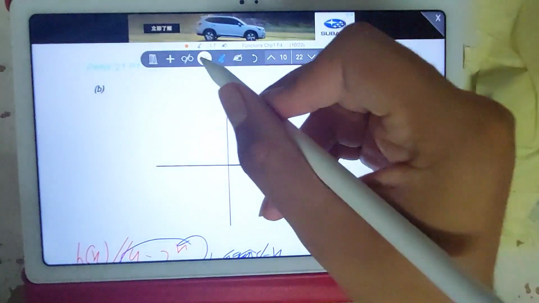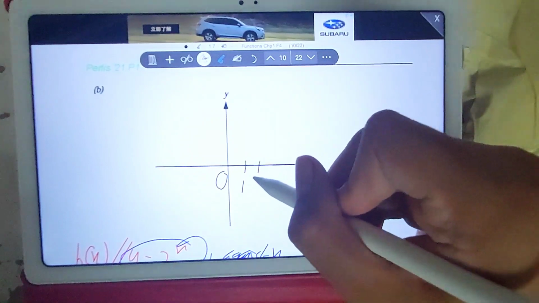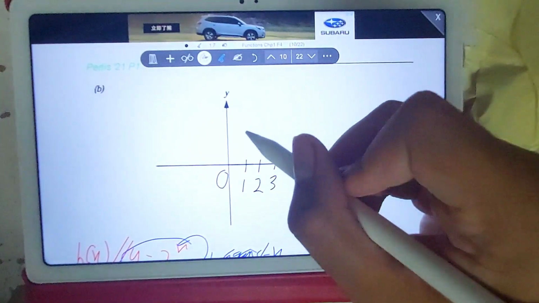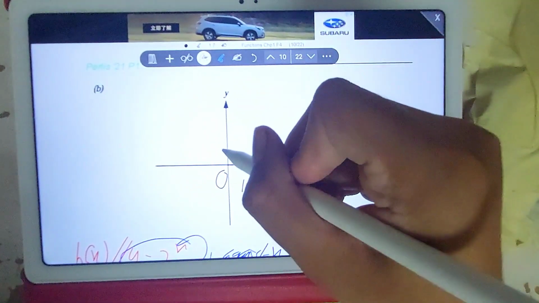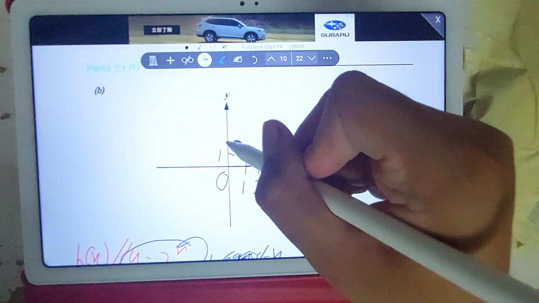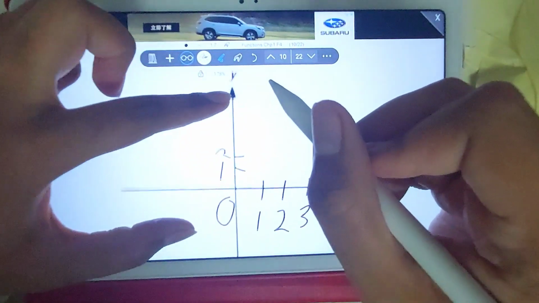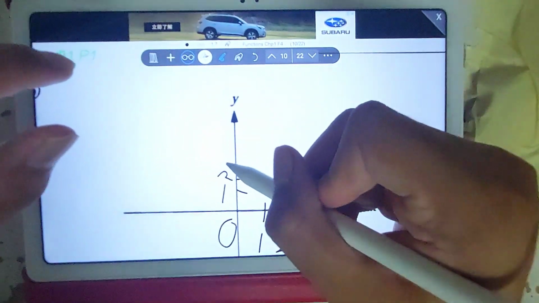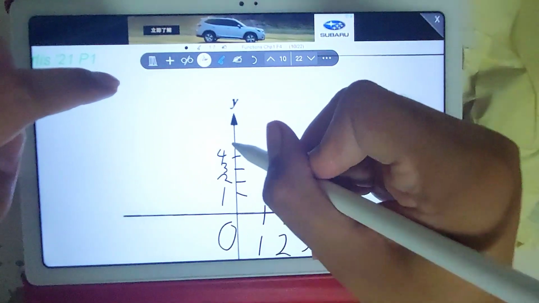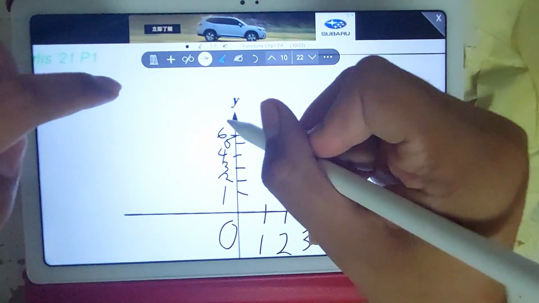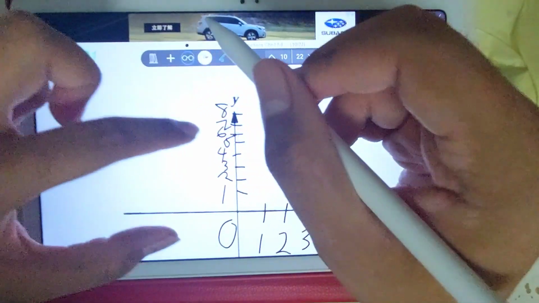So first of all, I use black. Try to be as accurate as possible with your points. I'll try to zoom in here to fit more scale values. This might not be accurate because I'm doing it on a tablet, but if you do it on the real exam paper, it's surely going to be more accurate.